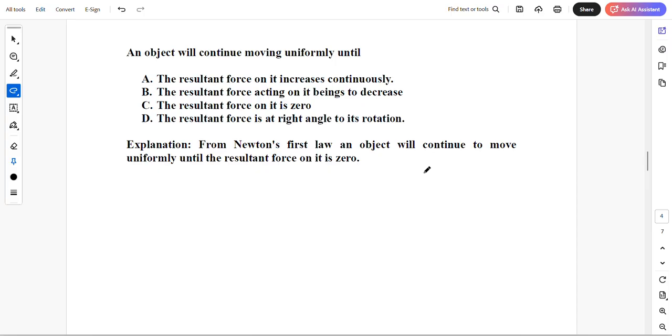What is given: an object will continue moving uniformly until the resultant force on it increases continuously. No. The resultant force acting on it begins to decrease. No. The resultant force on it is 0. Right. This is the right option. Explanation: from Newton's first law, an object will continue to move uniformly until the resultant force on it is 0. Okay. Hope you have understood this one.